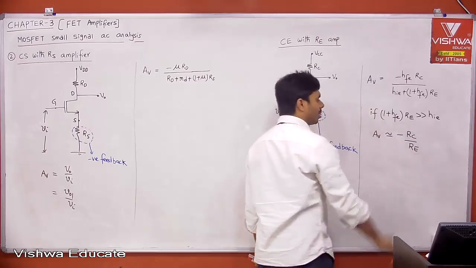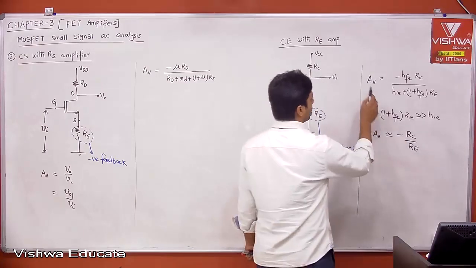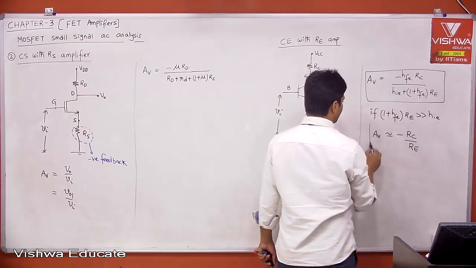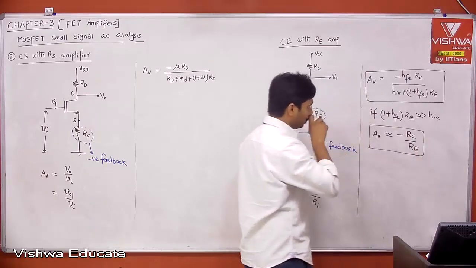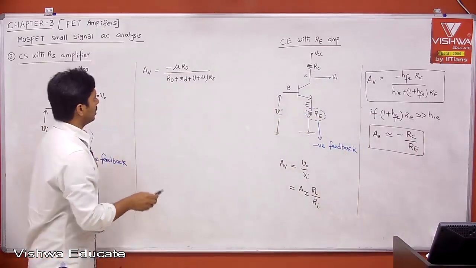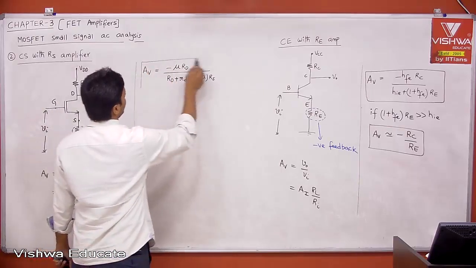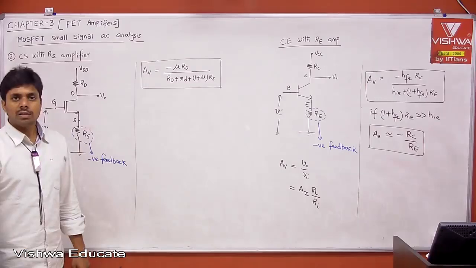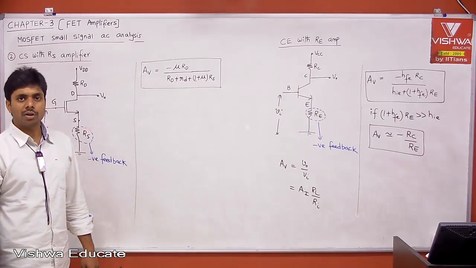This is the derived formula, and this is the original formula, but typically the derived formula is valid. Therefore I am keeping it in a box. Both are true. Similarly, this is your voltage gain, but still it is depending on what? Mu. Mu is depending on Gm. Gm is depending on temperature. Therefore, it is not stable.